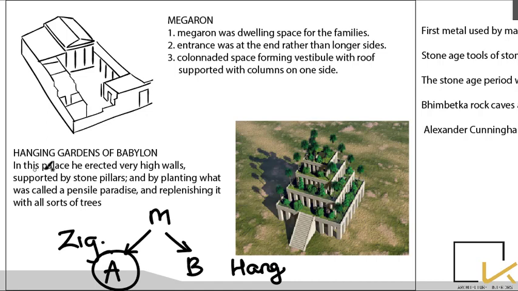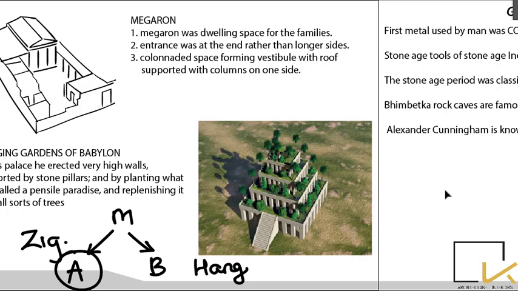In this place, very high walls were erected, supported by stone pillars, planting what was called a pensile paradise and replenishing it with a sort of trees. So there were gardens at every stage. That's the example of a hanging garden.